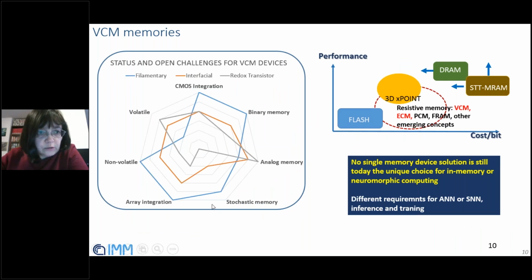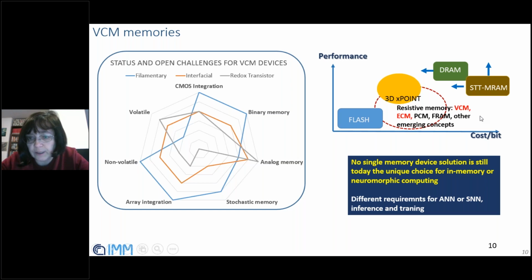In this slide, I would like to briefly summarize the current status and open challenges for the valence change memory devices I discussed: the filamentary, interfacial and redox transistor. This graph shows that currently the best performance is achieved by filamentary devices, but this is only because their technological level is more advanced. Maybe in the future, interfacial devices or redox transistors will play a major role, and they can really help to go towards analog memory or to exploit more dynamics towards volatile devices.